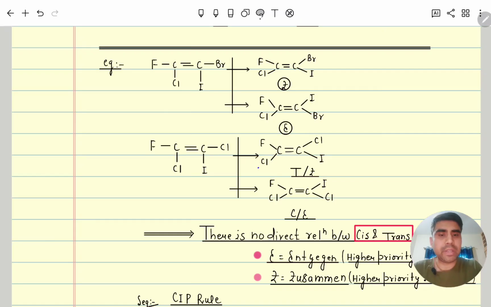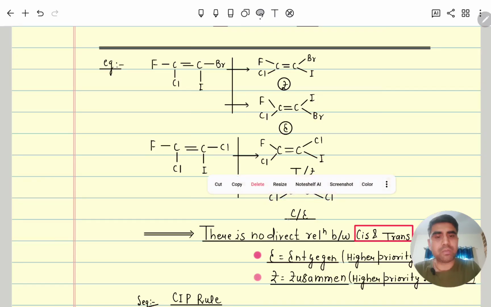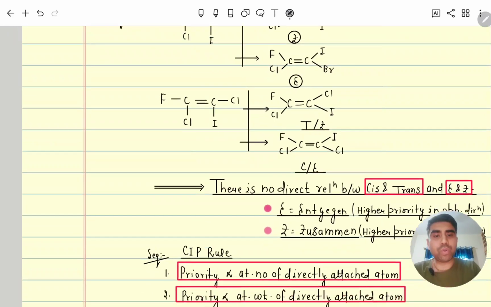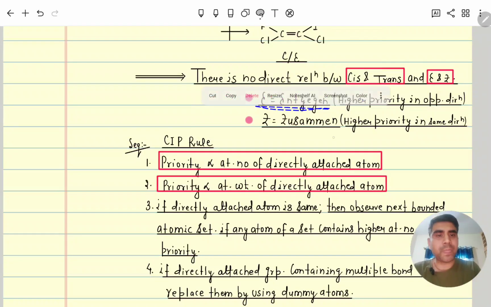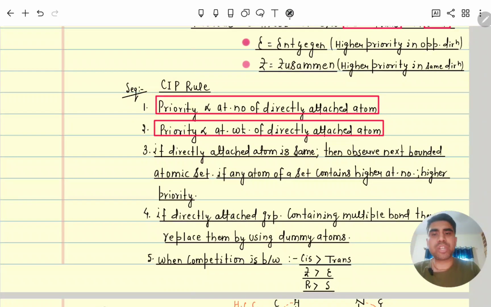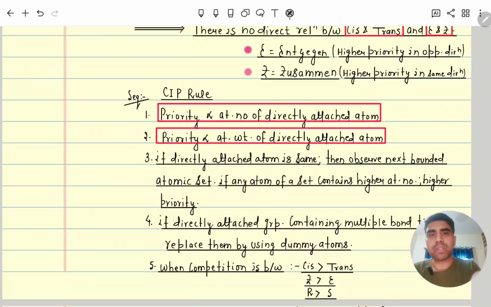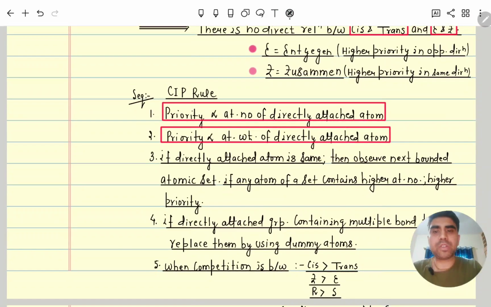Like here it is proved that this one is trans and it is zusammen, whereas here it is cis but it is entgegen, because here atomic number is high and here its atomic number is high, so it is entgegen. So there is no relation between cis and trans and E and Z. E is what? Entgegen, higher priority in opposite direction; zusammen, higher priority in same direction. So three scientists, Cahn, Ingold, Prelog, gave one theory, the CIP rule. All those rules we have to apply in sequence for finding its geometry name, E or Z.